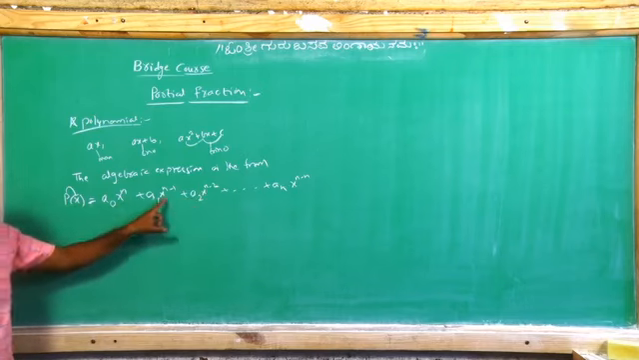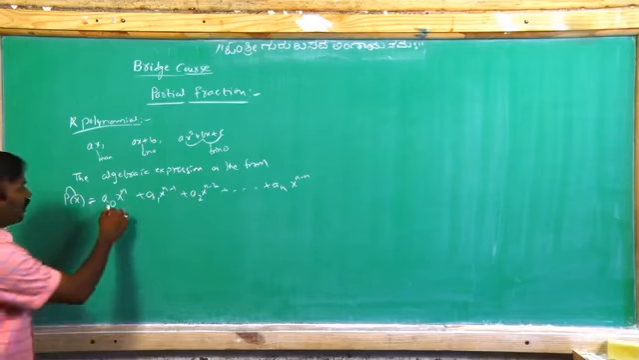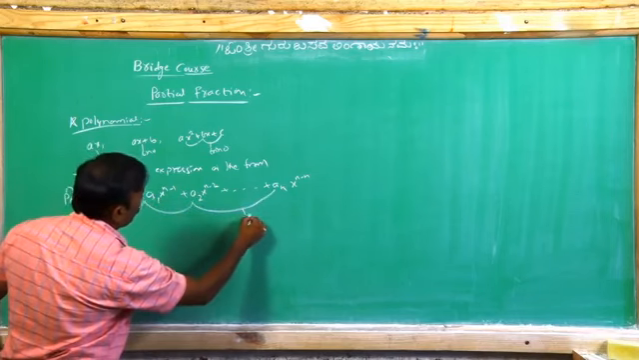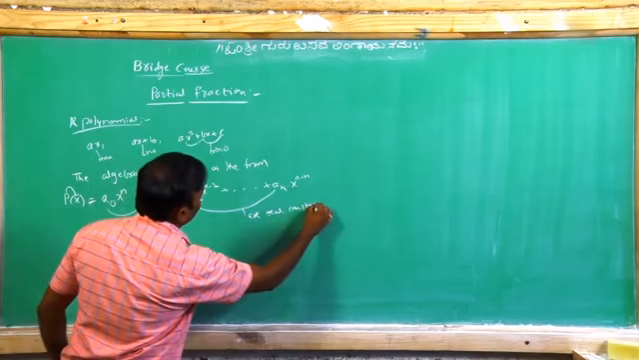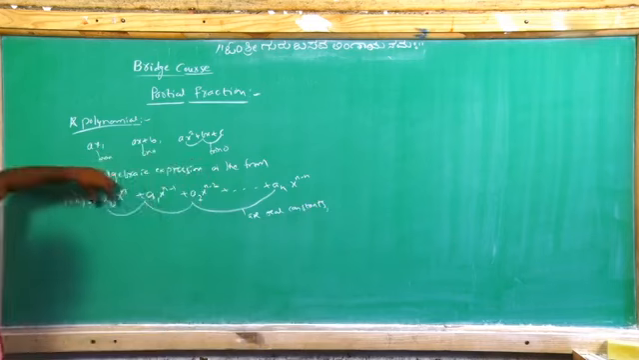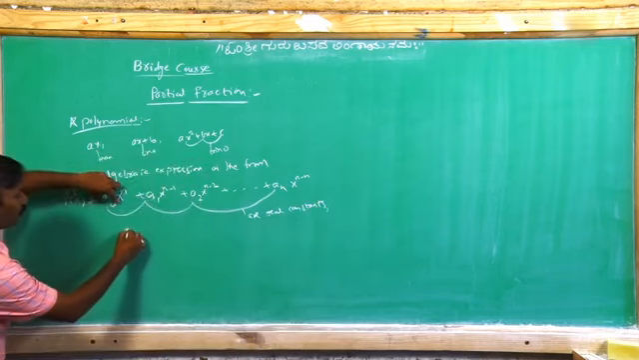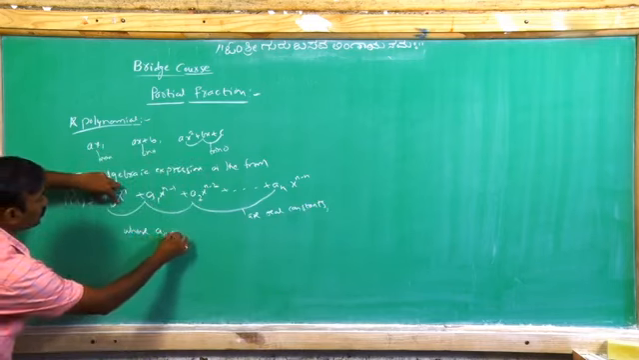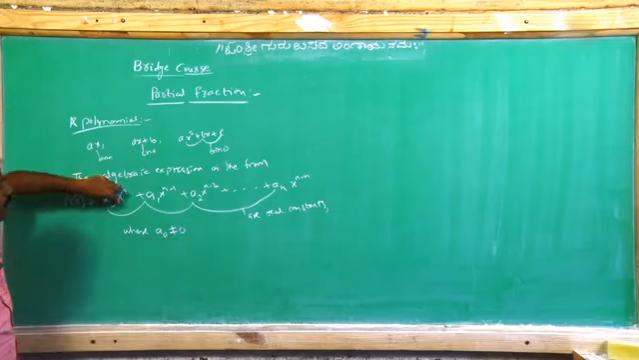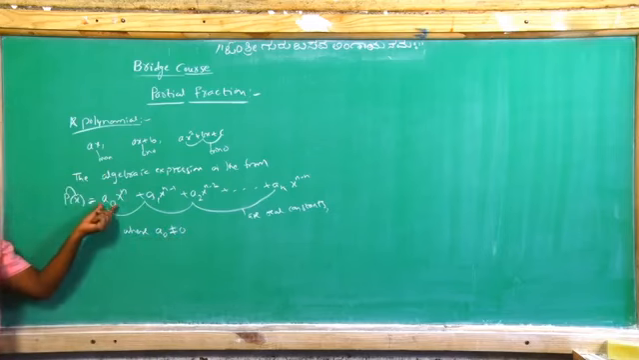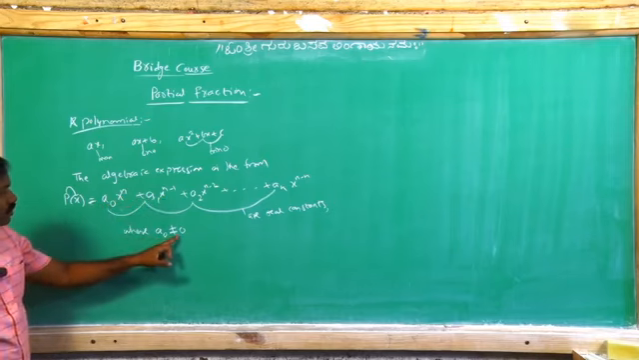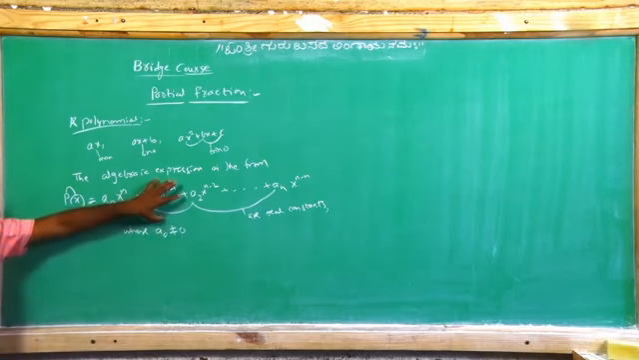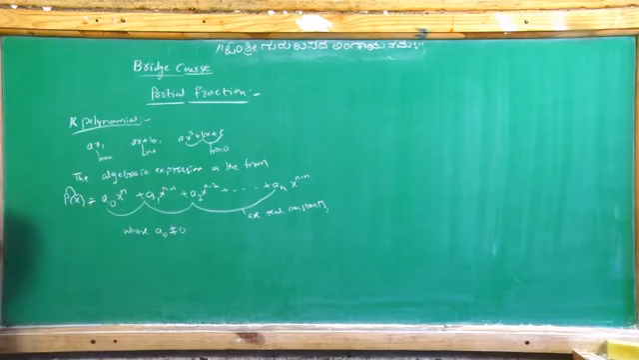Here x indicates the variable and a0, a1, a2 up to so on an are real constants, but here a0 is not equal to 0. Here the condition is that a0 is not equal to 0. Suppose we take a0 equal to 0, then this is not a polynomial of degree n. If a0 is not equal to 0, then only we get the polynomial of degree n. So I have to find the degree of the polynomial.